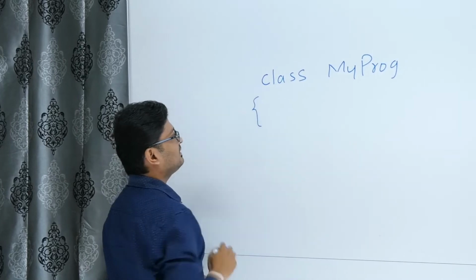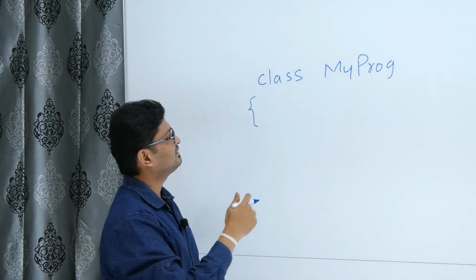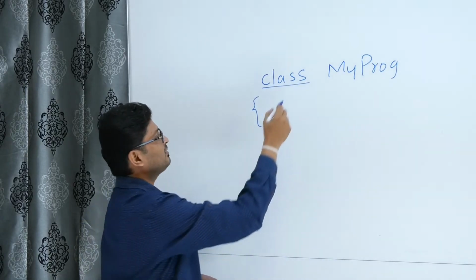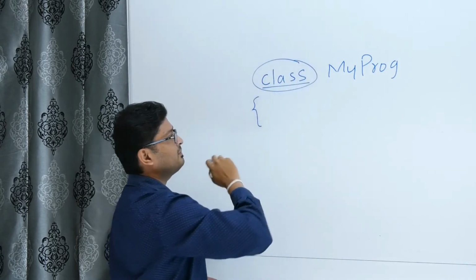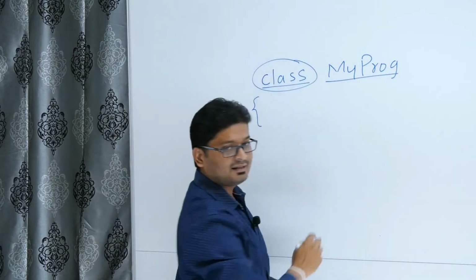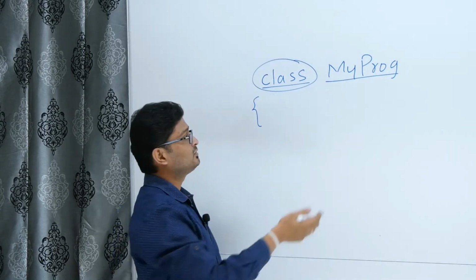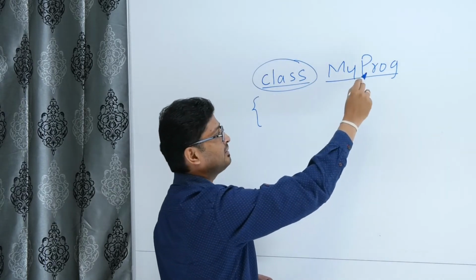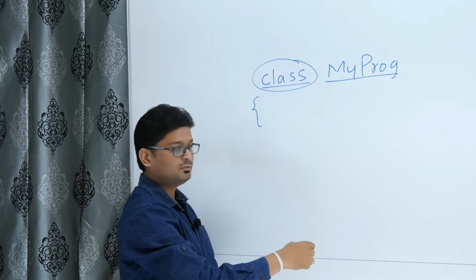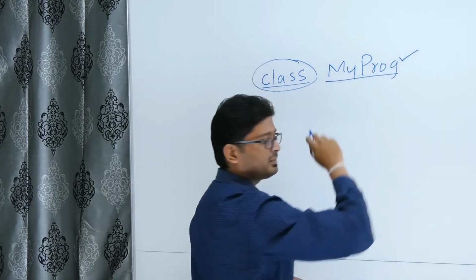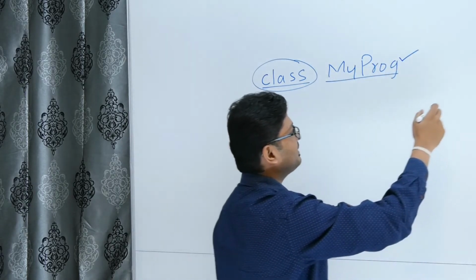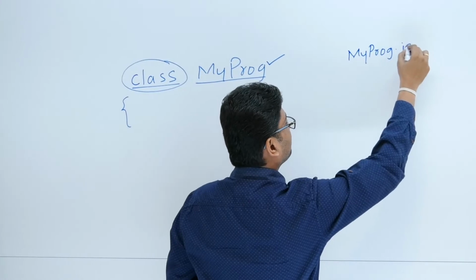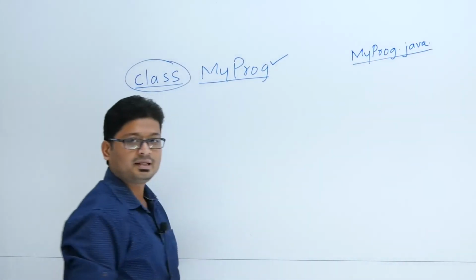This is my class. This is the opening brace of my class. This is a keyword that is system defined. I cannot change this keyword in my entire program, but this part is totally dynamic. I can give any name to my program. As of now I am going to use myprog. That means whenever I save this code, all these lines of code, I will be using this name to save my program. So my file name will be myprog.java.